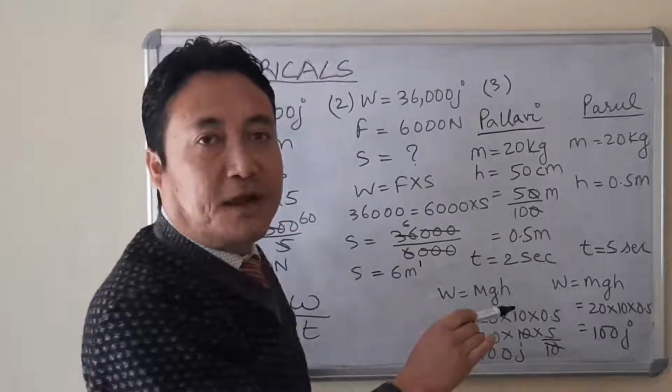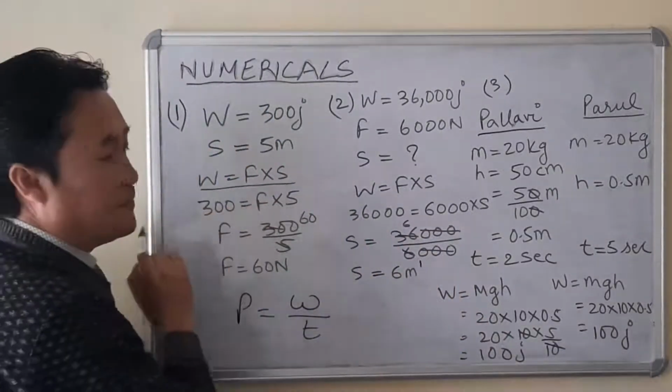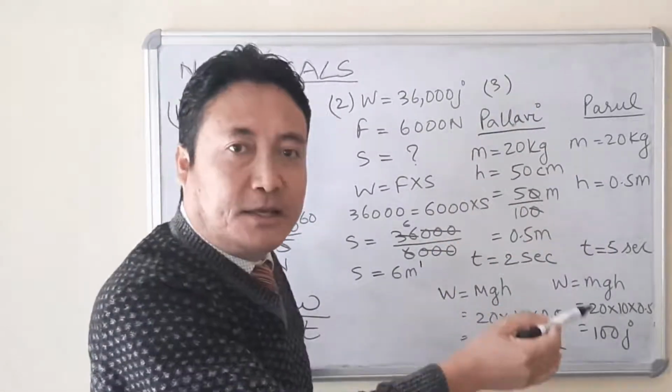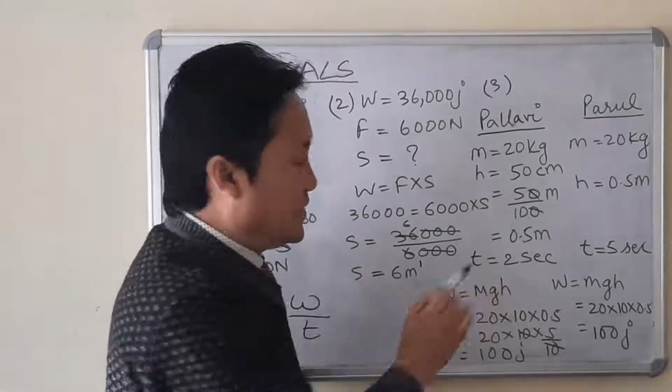Now you have to find work done. You cannot use the formula W equals F into S. Since the body is raised to a height, in that case, to find the work done, you use the relation W equals M into G into H.